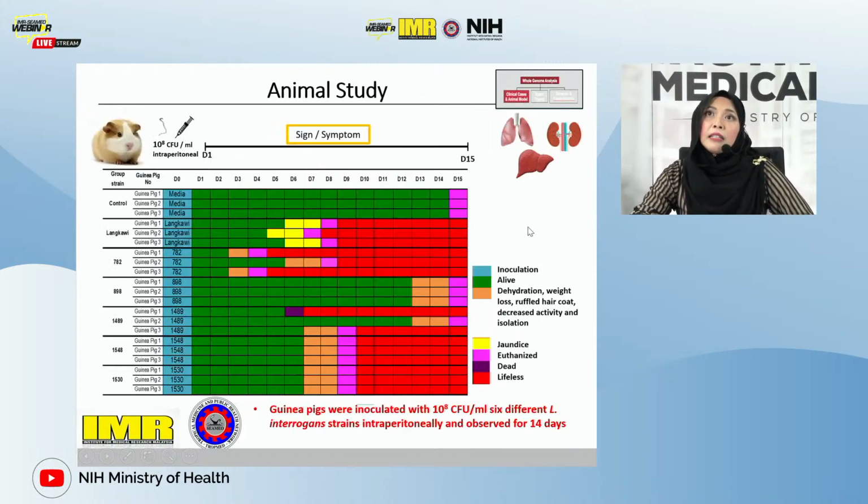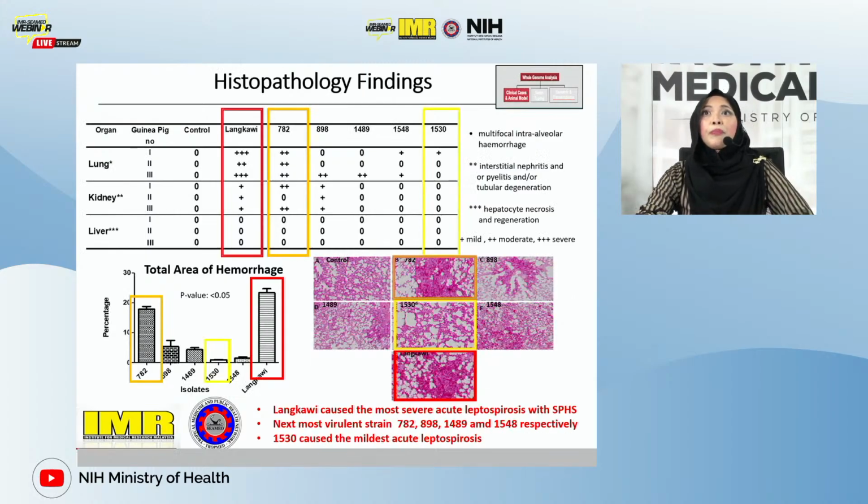A virulence study was carried out using guinea pigs, which were inoculated with 10 to the power of 8 CFU per mL of the 6 different isolates of Leptospira interrogans strains, and observed for 14 days. The liver, lung, and kidney were taken for histopathology examination.